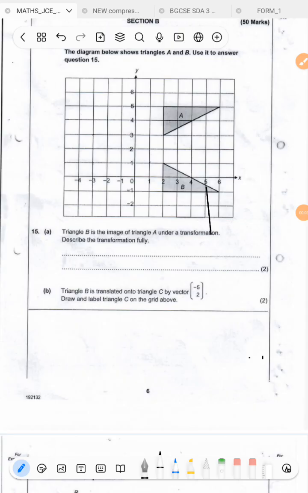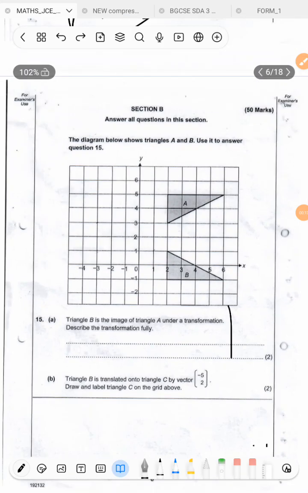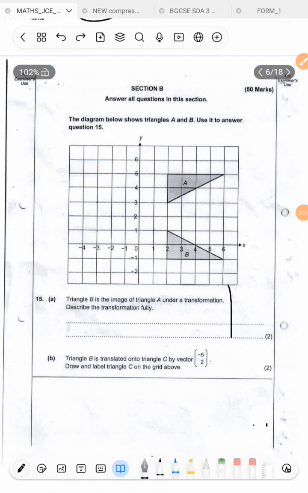So in this video we're going to conclude this paper that we've already started. Remember we covered section A. Now we're going to be looking at section B. This is section B of JC Mathematics 2021 paper 2. Try to follow along with us as we discuss the paper.